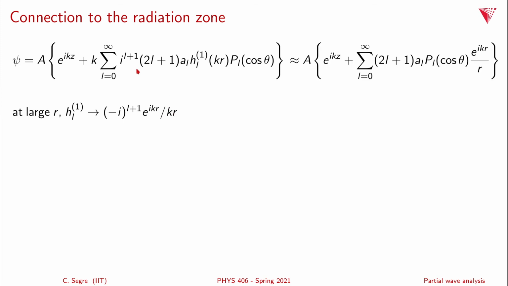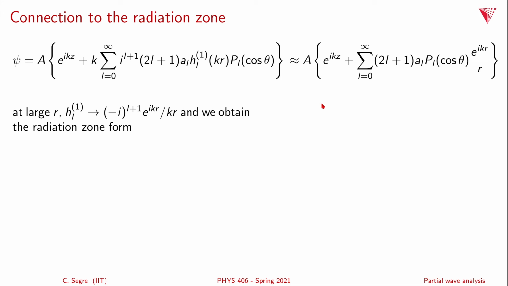And so we can write at large r, the Hankel function becomes e to the ikr over r. We have a k in the denominator, which cancels the k up here. And so we have A times e to the ikz plus the sum from L equals 0 to infinity of the quantity (2L plus 1) A sub L, P sub L of cosine theta, e to the ikr over r. So now this is a radial spherical wave. And then we have these terms here which come from the spherical harmonics.